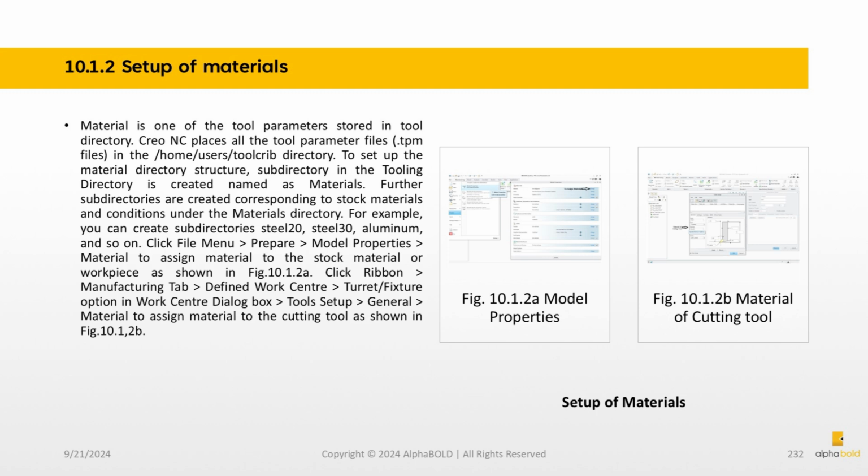Click File menu, Prepare, Model Properties, Material to assign material to the stock material or workpiece. Click Ribbon Manufacturing tab, Define Work Center, Turret/Fixture option in Work Center dialog box, Tools Setup, General, Material to assign material to the cutting tool.